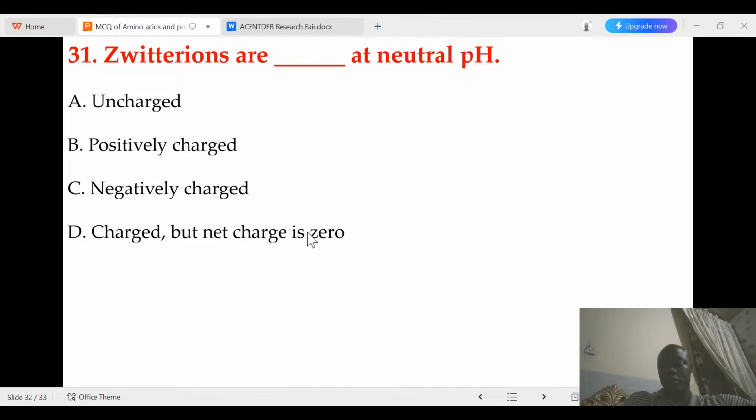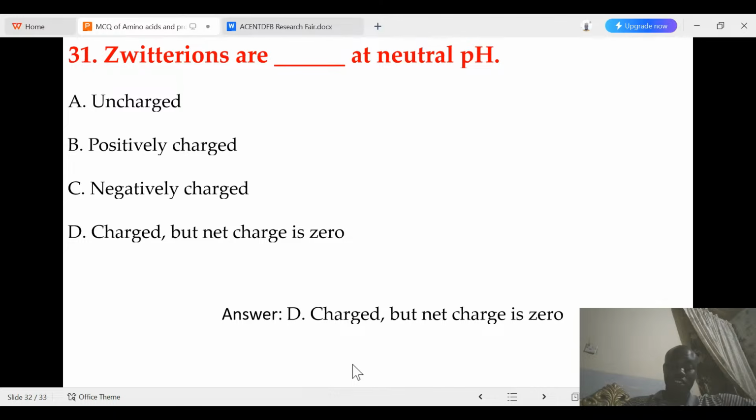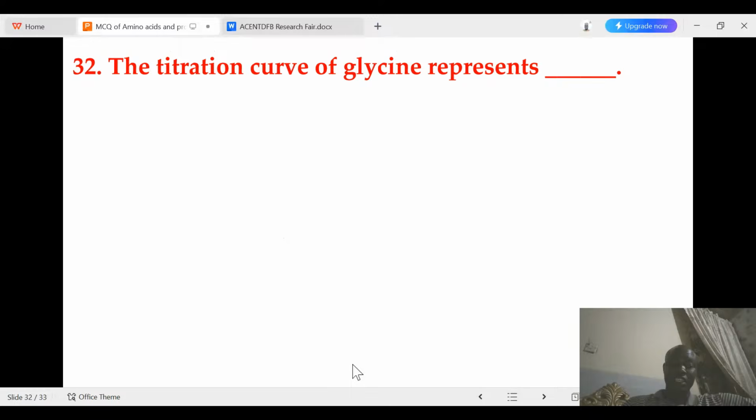Ayuba, Mariam, Jamal, and Farouk. The answer is D. So they are charged, but they are charged and neutralized, making them overall to have zero charge. Excellent. So the answer is D.